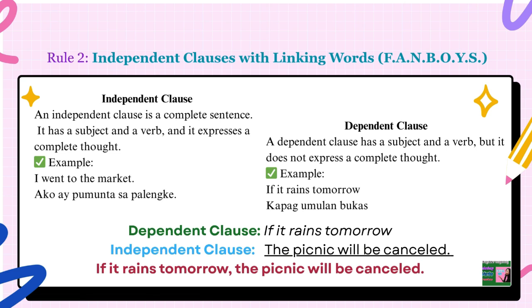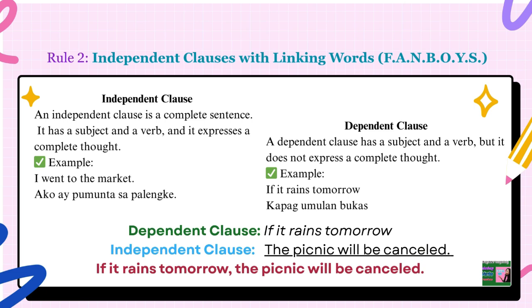To continue, let's first learn the difference between independent and dependent clauses so we won't get confused and can understand them better. An independent clause is a complete sentence that makes full sense on its own. It has a subject and a verb, and it can stand alone without needing another clause. For example, I went to the market. So, an independent clause has a subject and a verb and expresses a complete thought.